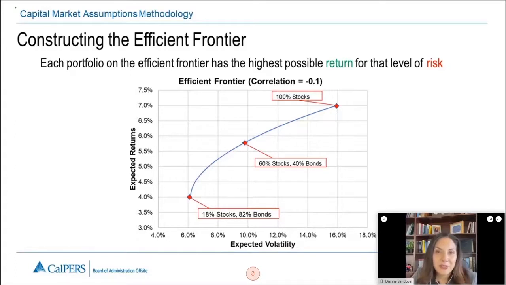A portfolio is considered to be efficient if no other portfolio offers a higher expected return with the same level of risk, or if no other portfolio offers lower risk with the same or higher return. The efficient frontier represents the set of all portfolios with the highest return for each level of risk, or the lowest risk for each level of return. That's shown here as the blue line.